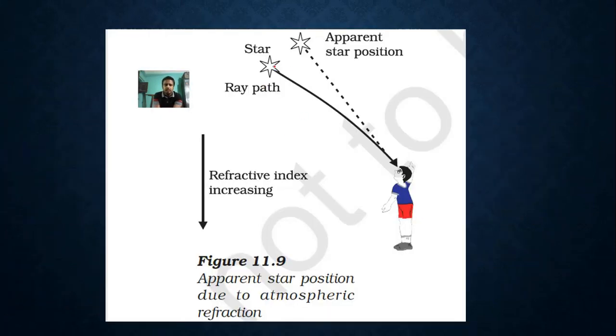This is the actual position of the star, but we can see that the star is here. Because of the refractive index and all, we can't see the actual position, but we see the apparent position. And this distance would be quite a billion kilometers also.